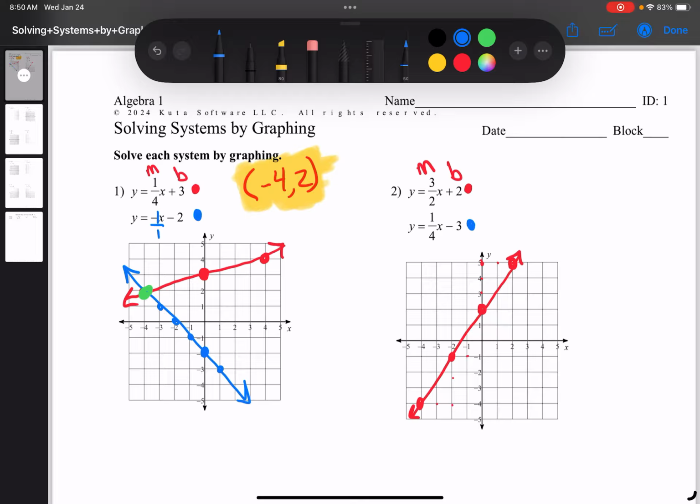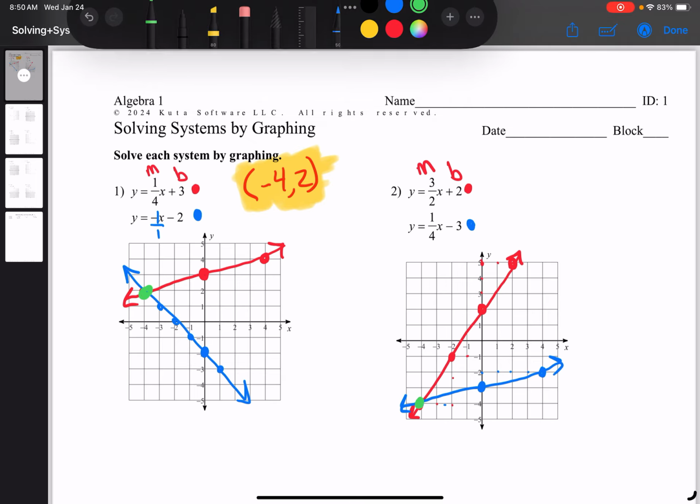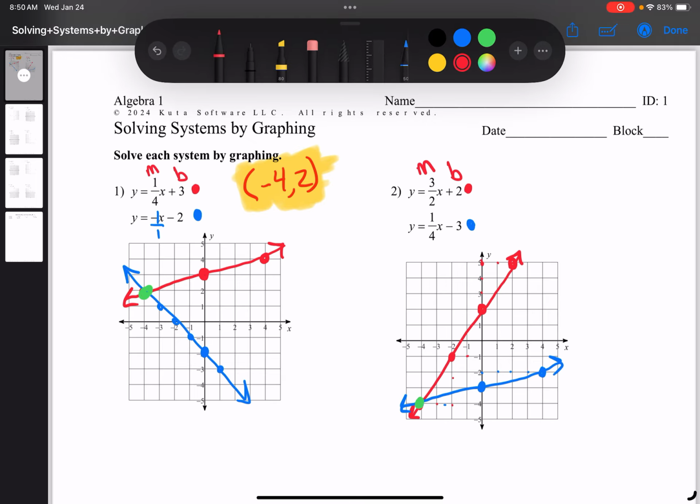Then for the blue line, we're going to go down to -3, and then we go up 1, right 4, plot our point, then down 1, left 4. We can see the red and the blue overlap at this point here that I'm drawing in green. So my answer is (-4, -4).